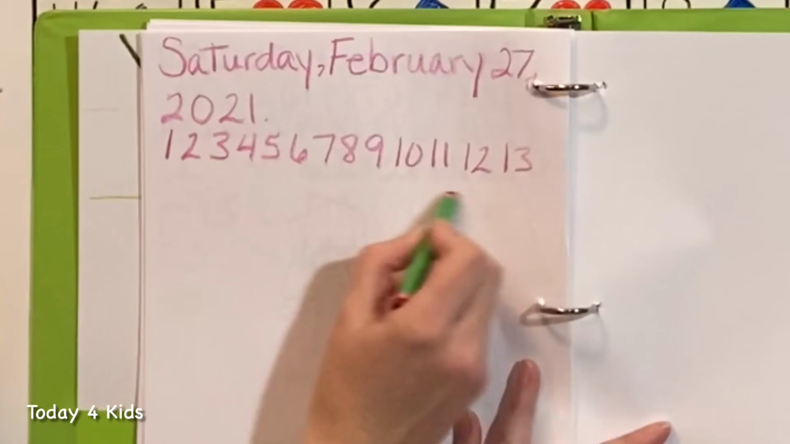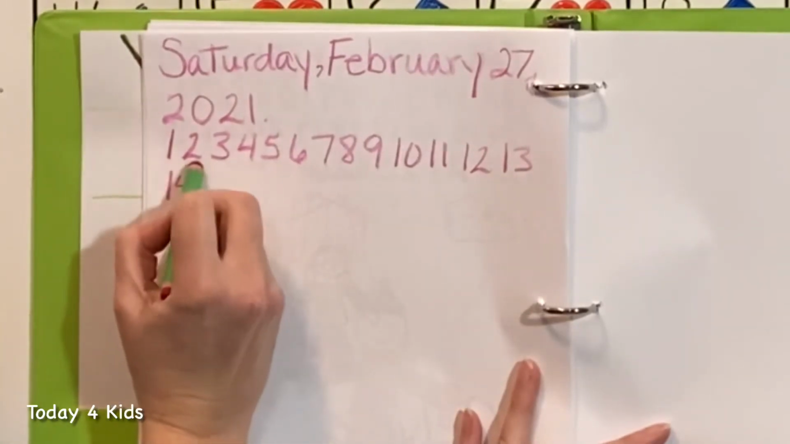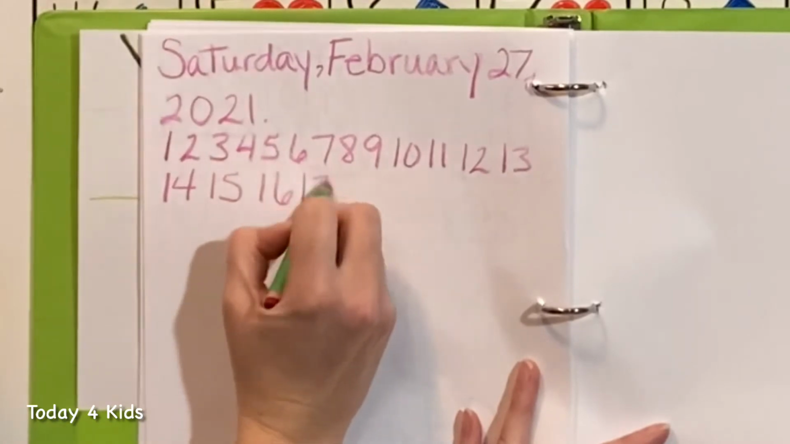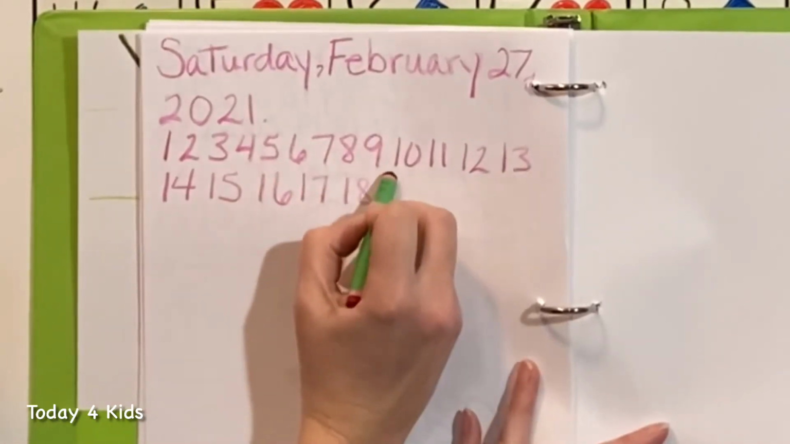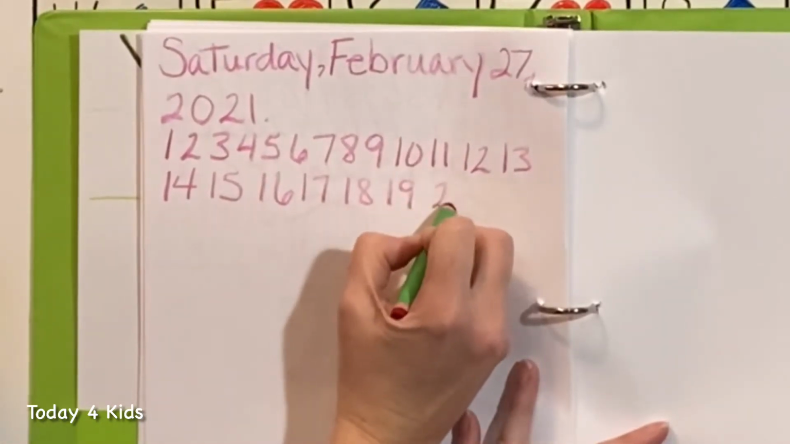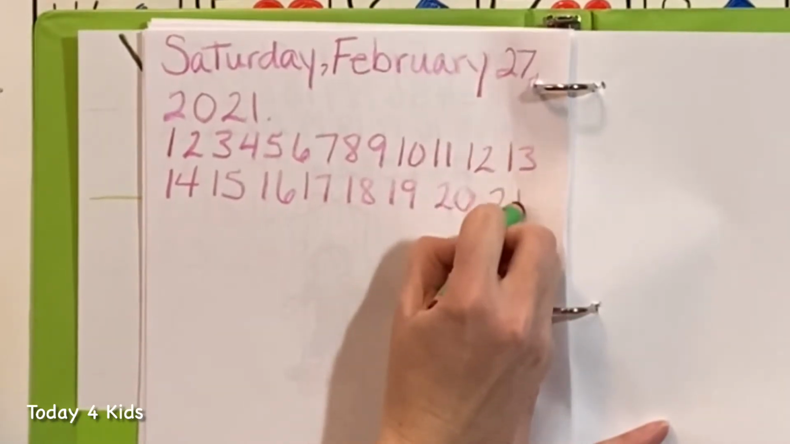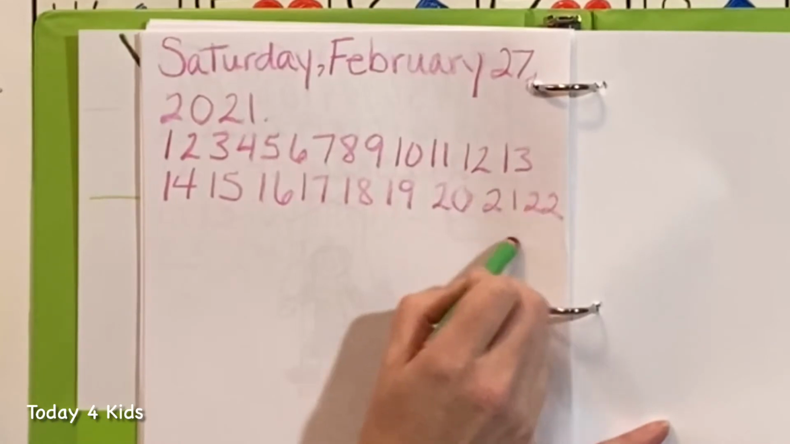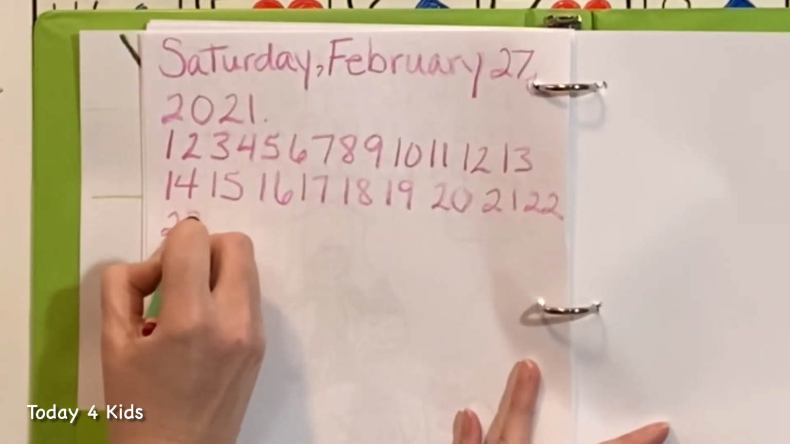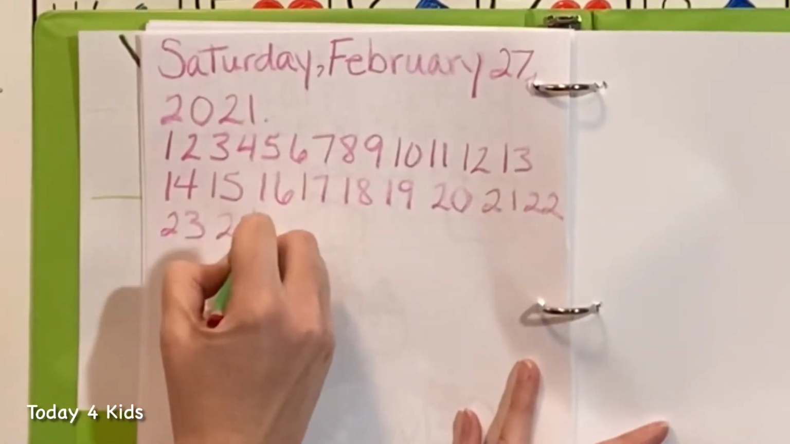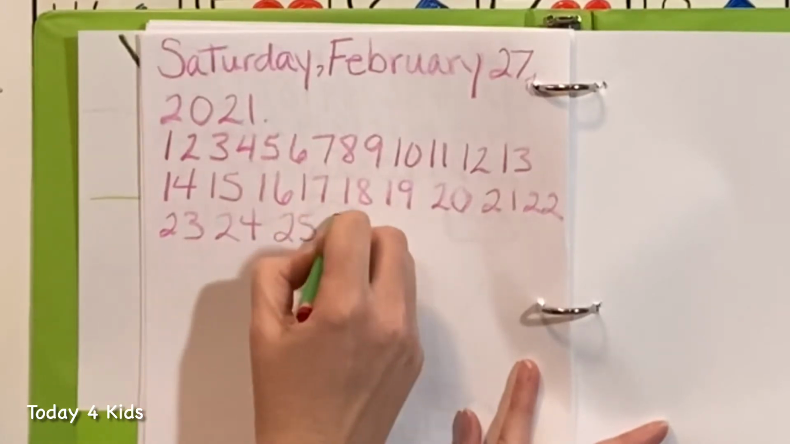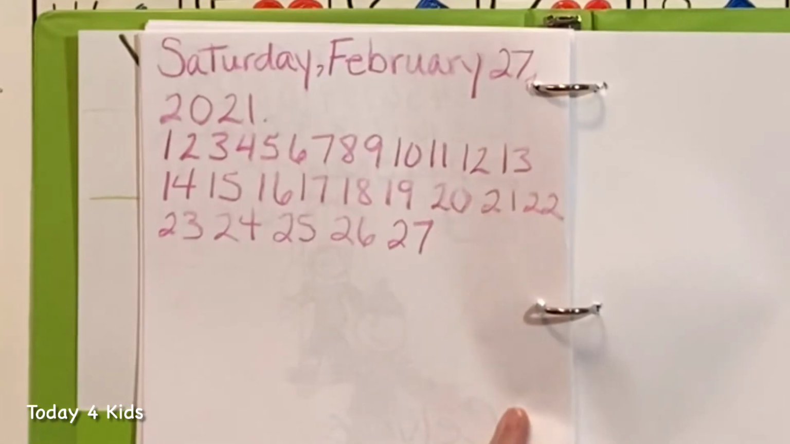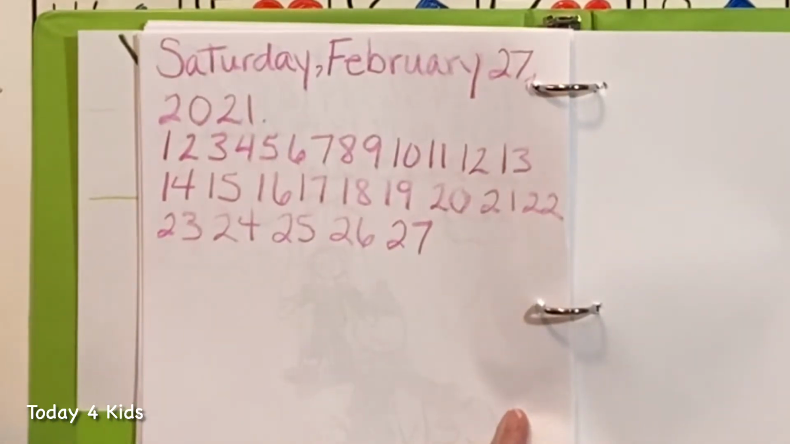I ran out of room, so I'm coming back down to the beginning here. 14, 15, 16, 17, 18, 19, 20, 21, 22. Oh, I almost ran out of room. I'm going to come down and go back to the beginning. 23, 24, 25, 26, 27. That was a lot of numbers. Thank you for practicing with me.